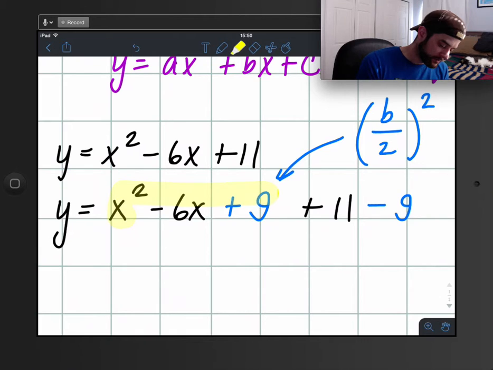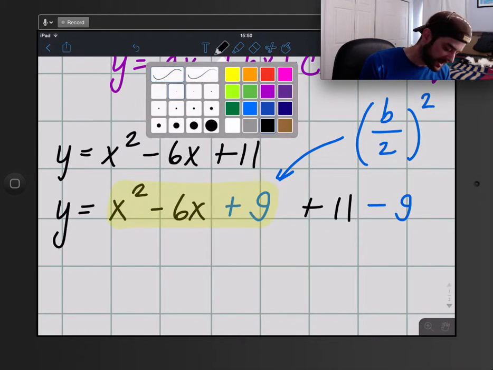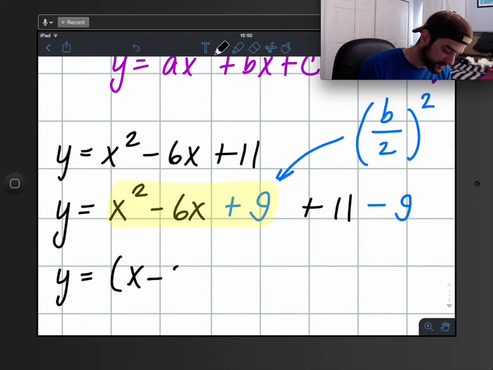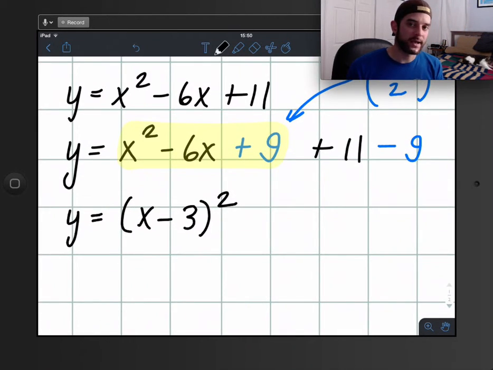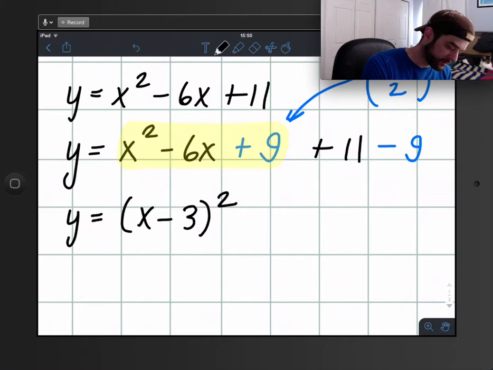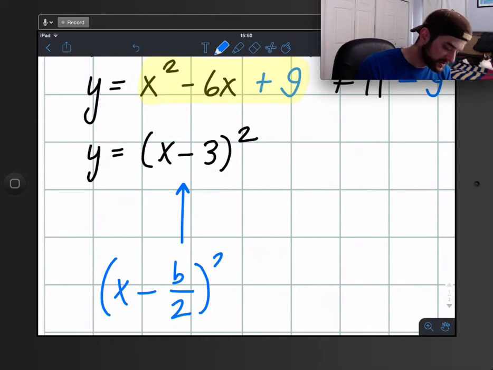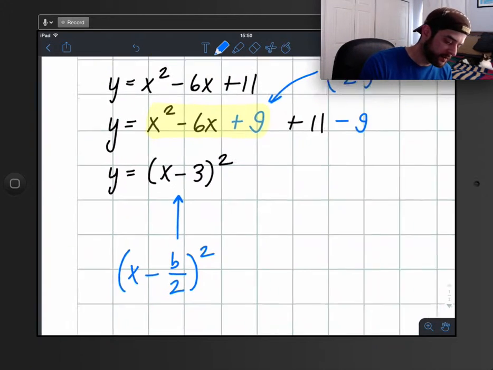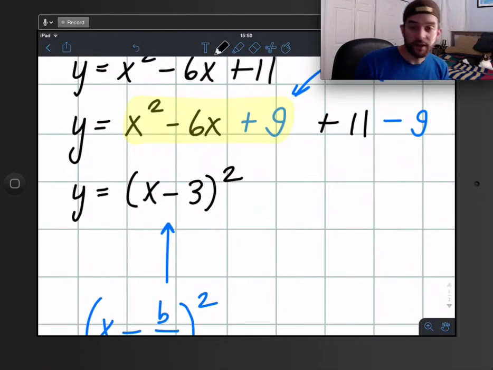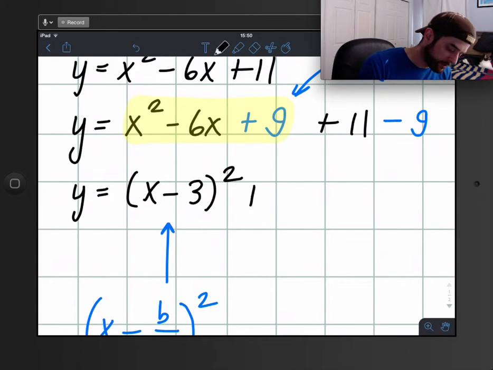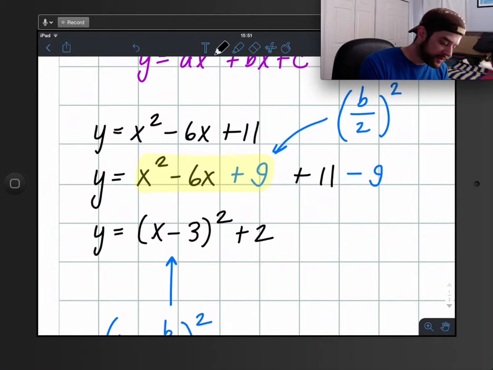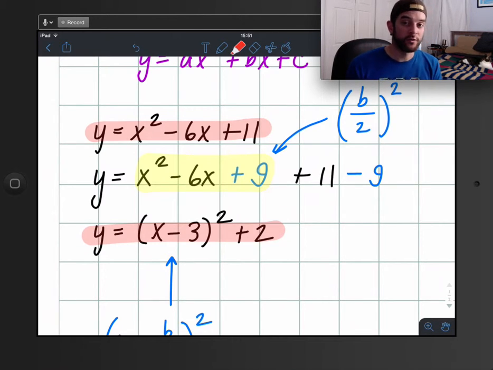But I now have a trinomial, x squared minus 6x plus 9, which I can now write as x minus 3 squared. It's always going to be x minus half of b, squared. I'll write that here. So this is always going to be x minus half of b, squared. And you already know what half of b is because you had to square it to get the number you added in the end. And the only other thing you'll have to do is take the 11, subtract 9 from it, and I get plus 2. So these two equations are the same equation, they're just in different forms, and they're graphed much differently.